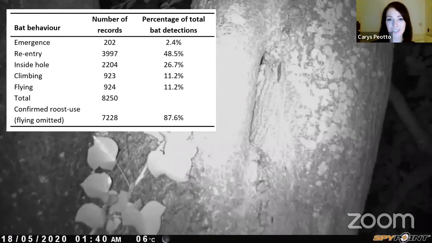And here are some of the results. You can see here that about 50% of the total bat detections were from re-entry behaviors. Only 2.4% was emergence behavior. I'll come back to that in a minute.